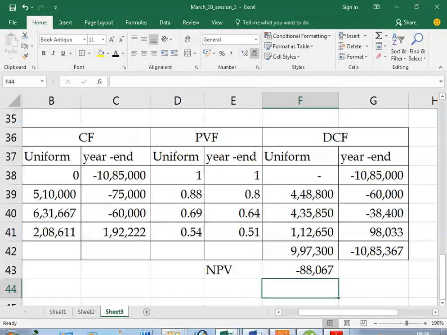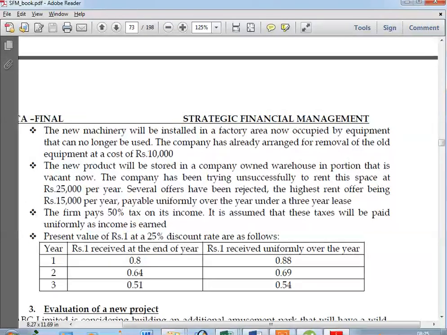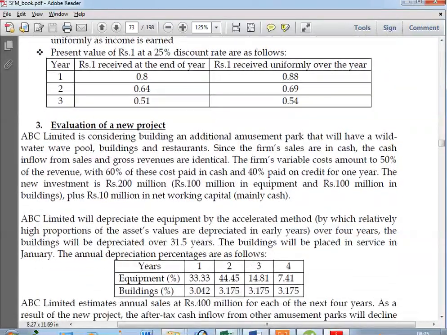Can you proceed? Any doubts in this? It's a good problem to understand the cash flow calculation part. Go through question 3.